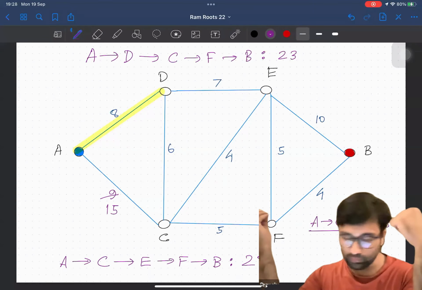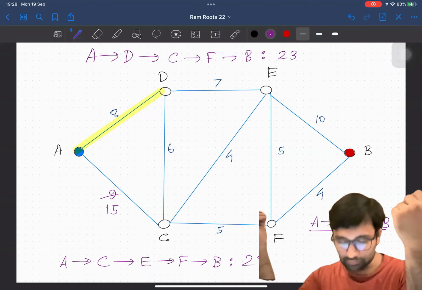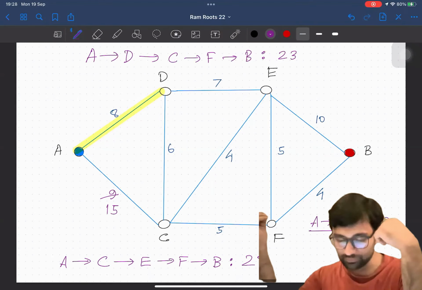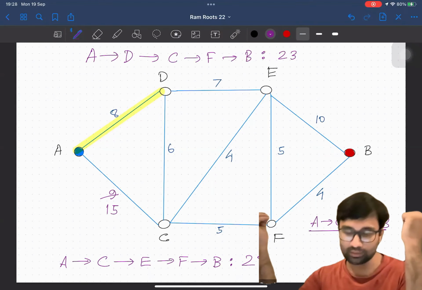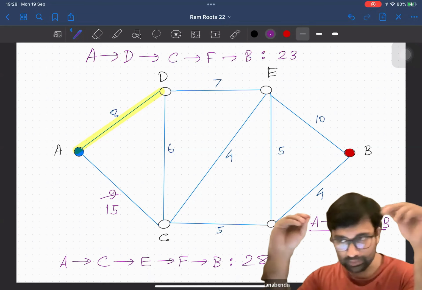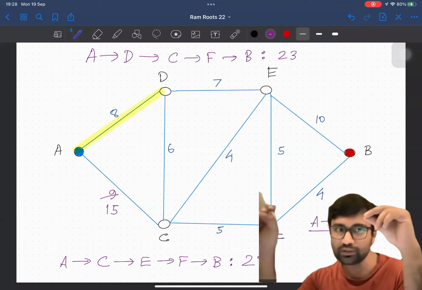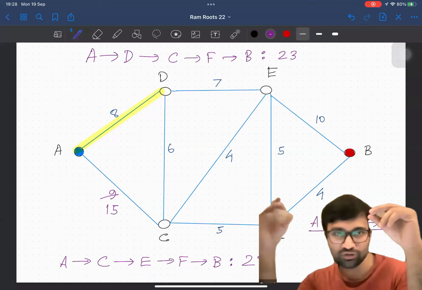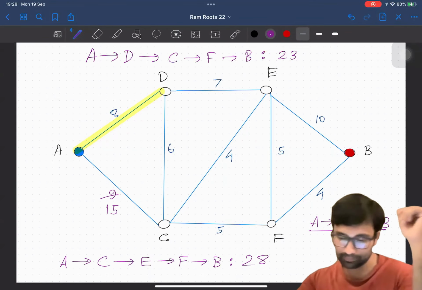Like from A, I can go to 2 different places. From D, I can go to 2 different places. From C, I can go to 3 different places, right? From E, I can go to 3 different places, and so on. So every time you go from one place to another, you have choices to make, and there are many choices, right?